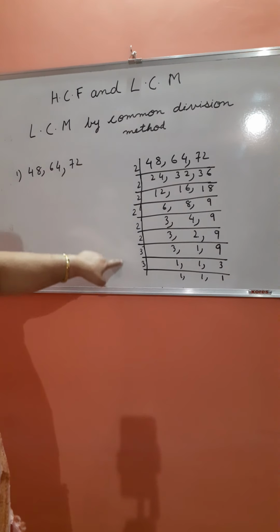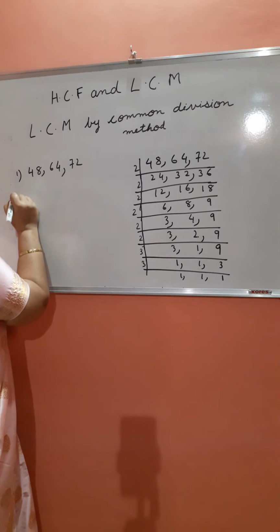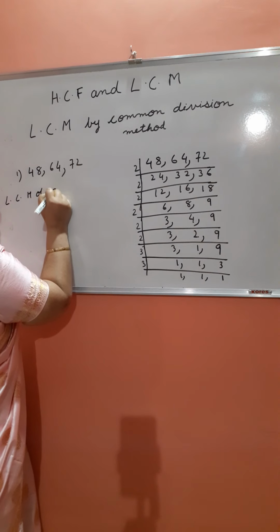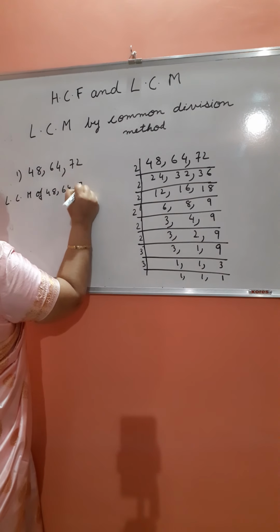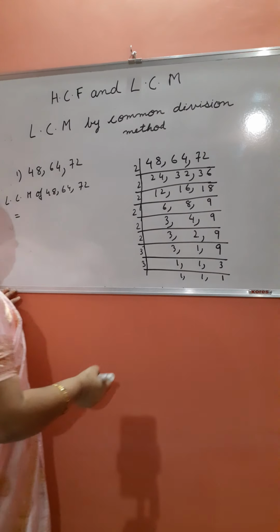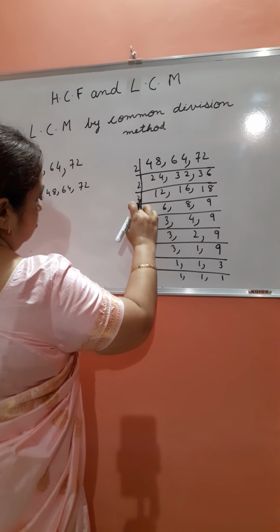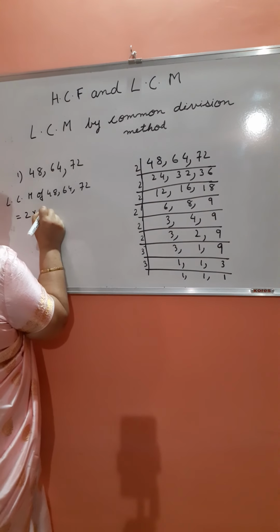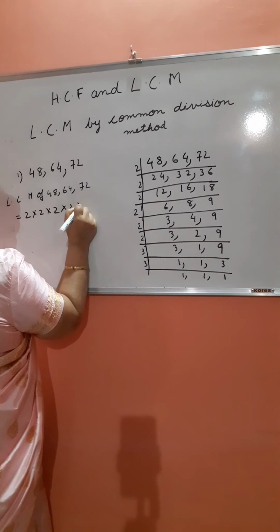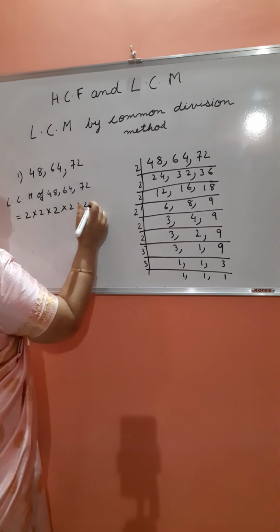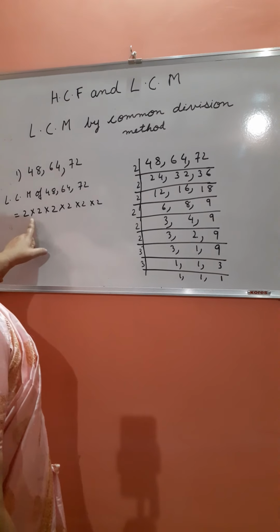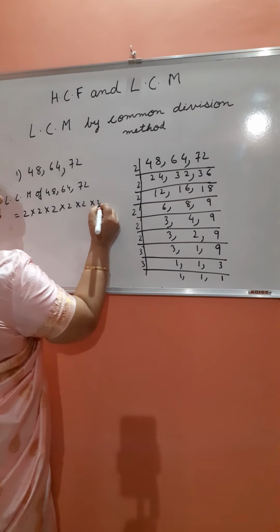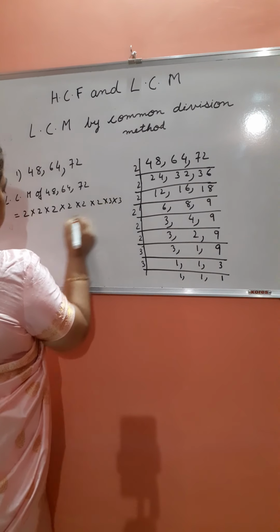Now you have to find out the LCM of these. LCM of 48, 64, 72 equal to, how many 2s are there? 1 2 3 4 5 6. Six 2s are here. Then 3, 2, 2 into 3 into 3.